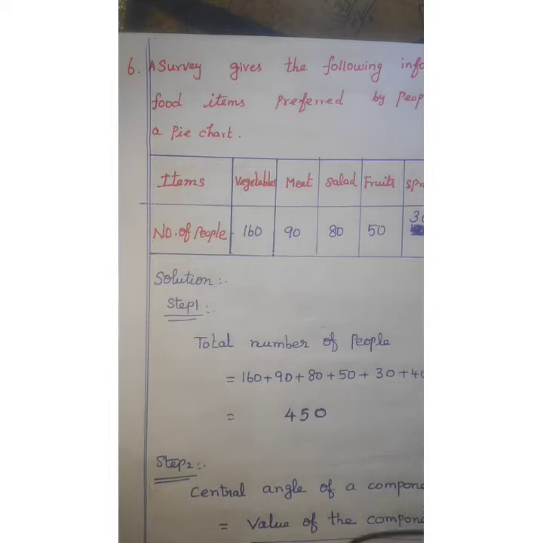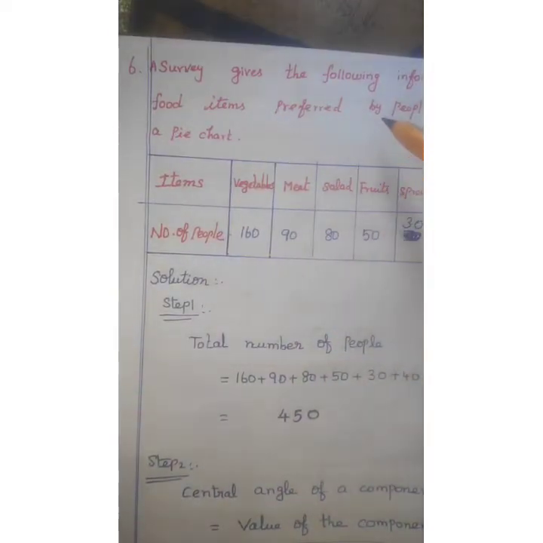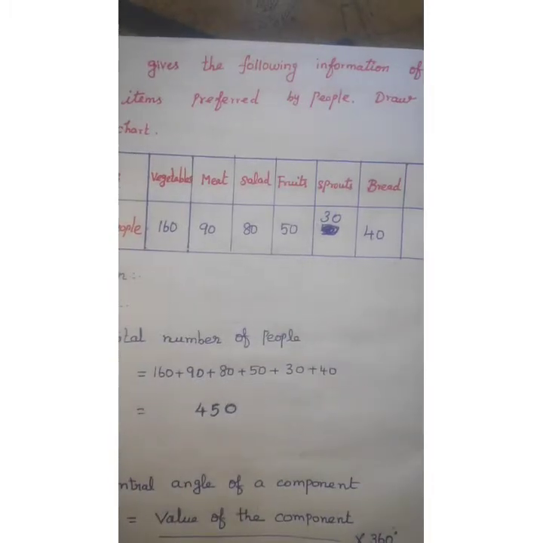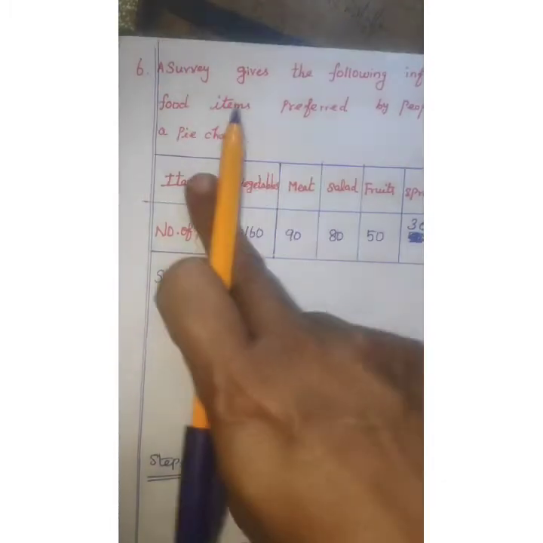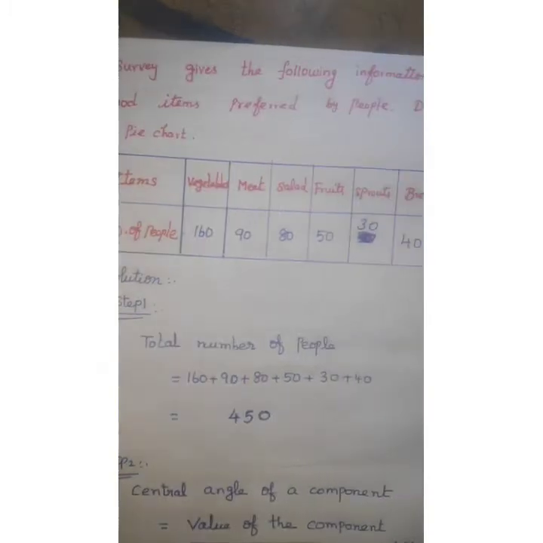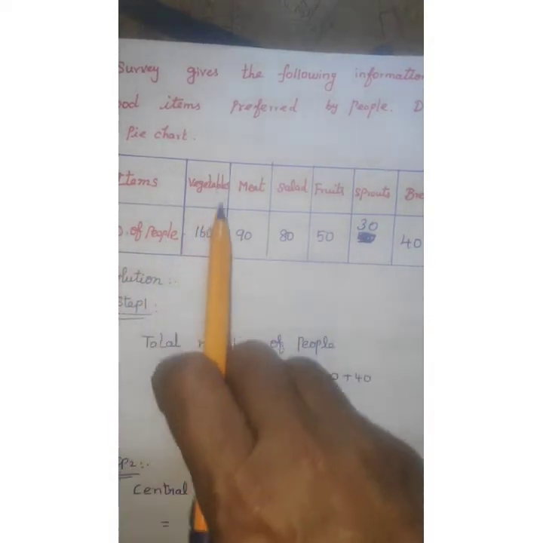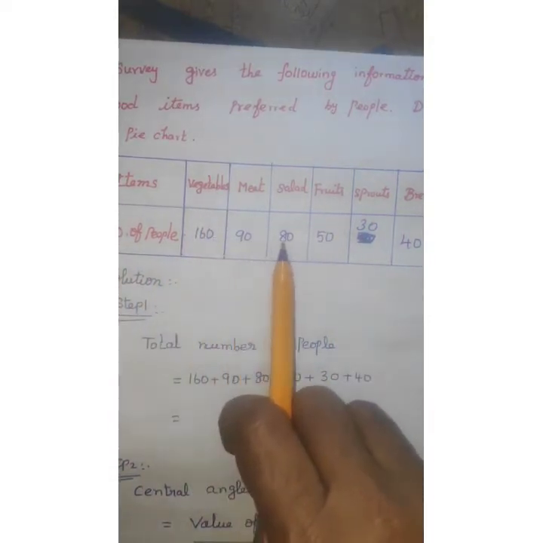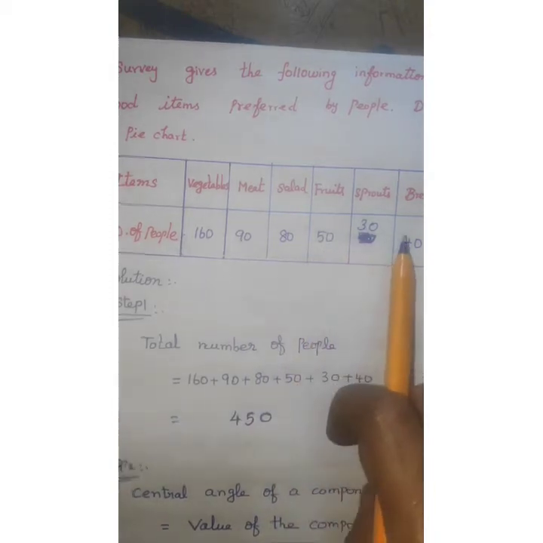Sixth sum. See the pie chart. How to draw the pie chart? A survey gives the following information of food items preferred by people. Draw a pie chart. They are given in the tabular column. This is the question. Items: vegetables, meat, salad, fruits, pots, bread. Number of people preferred: vegetable 160, 90, 80, 50, 30, 40.